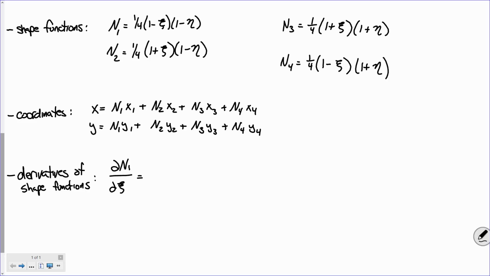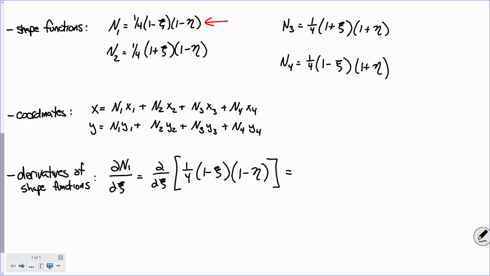So I'll write it out. I'm taking the derivative of 1/4, (1 minus xi), (1 minus eta) equals. Can I factor out the 1/4? I bet it's a number. I better be able to factor it out. Can I factor this term on the end out? Right? What's the derivative of this? Come on, I know it's late, but work with me. What's the derivative of that?